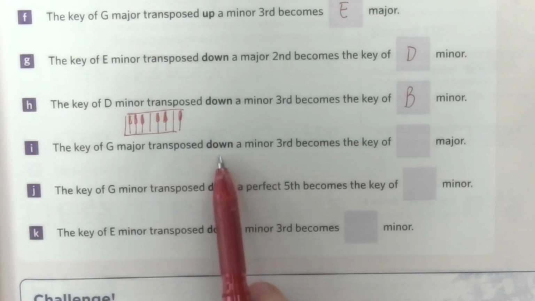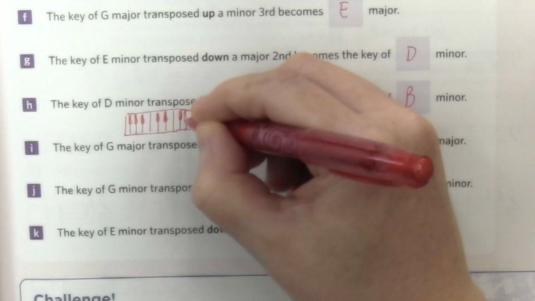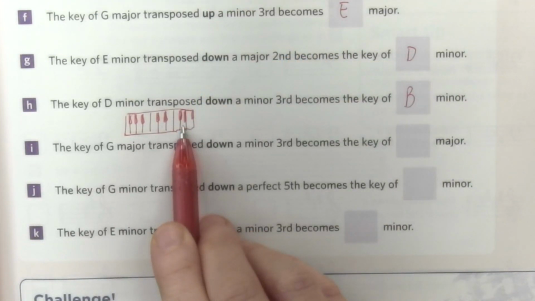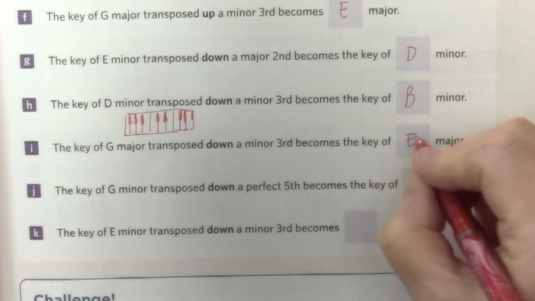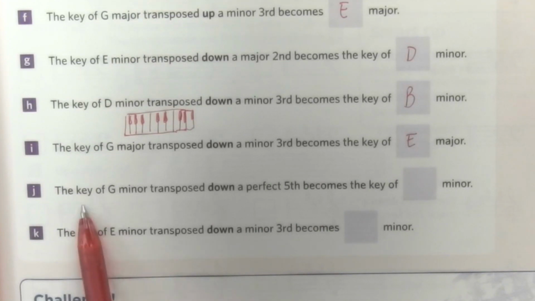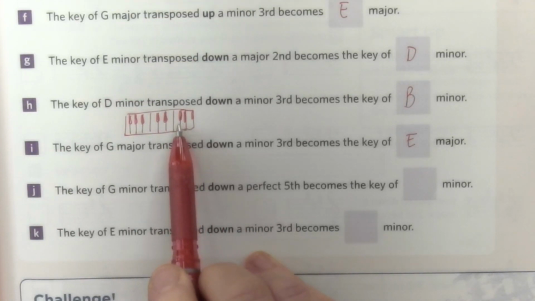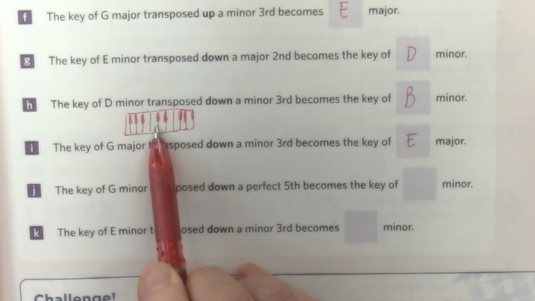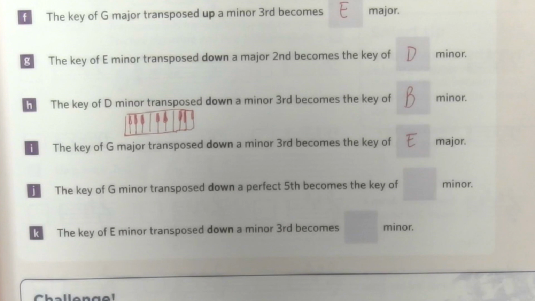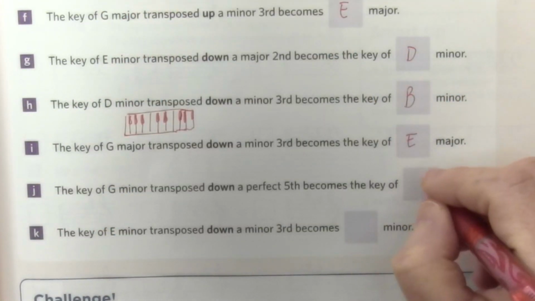G major, down a third, G major, 1, 2, and 3, E major. Minor third, 3 semitones. G minor, down a perfect fifth. Now, G minor, G, 1, 2, 3, 4, and 5. C minor. Sol, fa, mi, re, do. C minor.